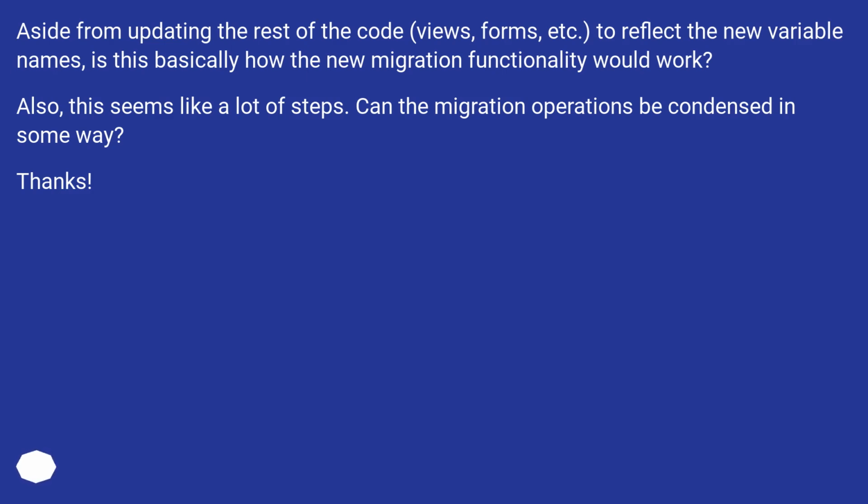Aside from updating the rest of the code, views, forms, etc., to reflect the new variable names, is this basically how the new migration functionality would work? Also, this seems like a lot of steps. Can the migration operations be condensed in some way? Thanks.